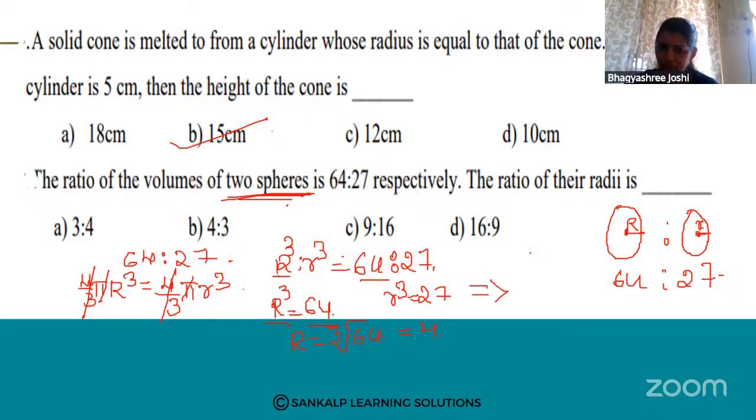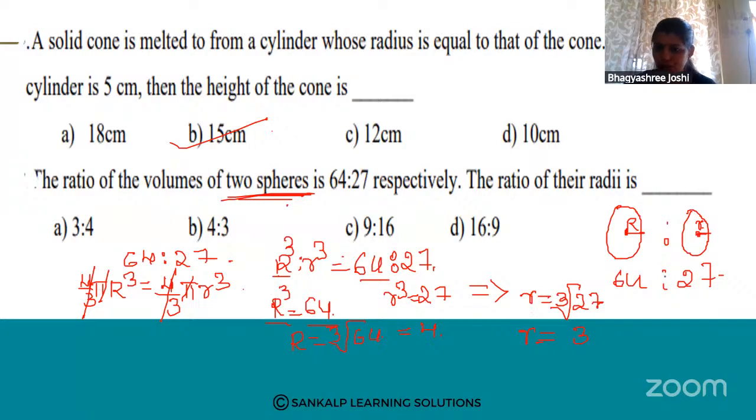And here r cube is 27. Then what is the value of r? Cube root of 27. Yes. So r value is cube root of 27. So cube root of 27 is 3. 3 3s are 9. 9 3s are 27. So r value is 3.